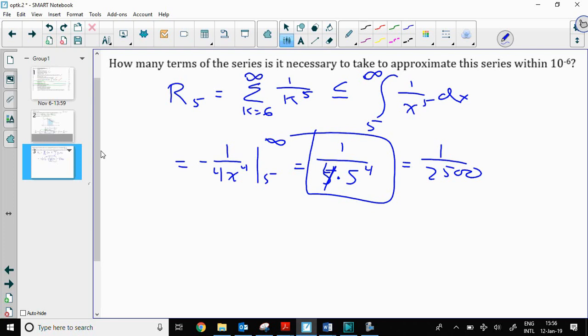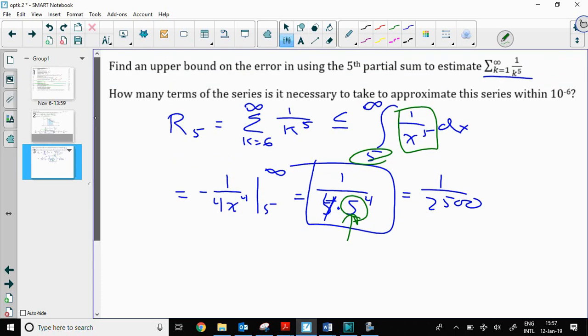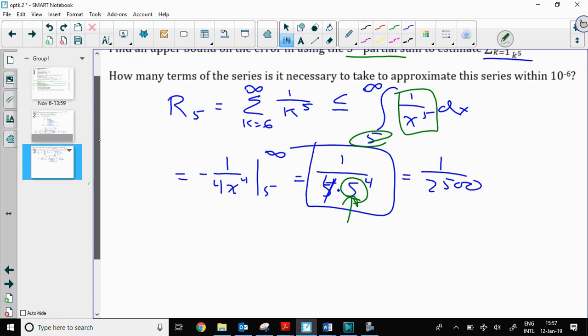Instead, what we should notice is that in this answer that we just got, it was going to be 1 over 4 times something to the power of 4 every time, right? I mean, 1 over x to the 5th is given to us by the series being 1 over k to the 5th. But this 5 right here came from that bound. And that bound came from the fact that we were using the 5th partial sum.